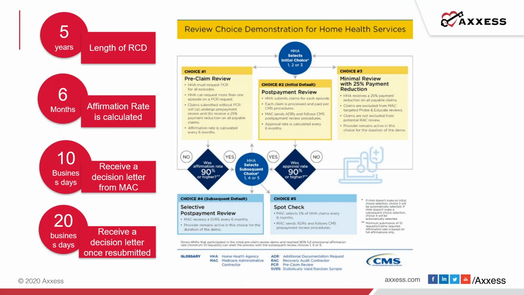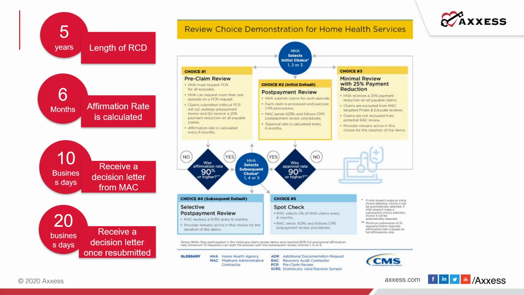But now we have 2 states that changed. Instead of Massachusetts and Michigan, we now have Ohio and North Carolina. So with review choice demonstration, we have Illinois, Texas, Ohio, North Carolina, and Florida. With this review choice program, one thing to be mindful of is the original program was 3 years. The review choice demonstration is 5 years. So that will go through 2024.